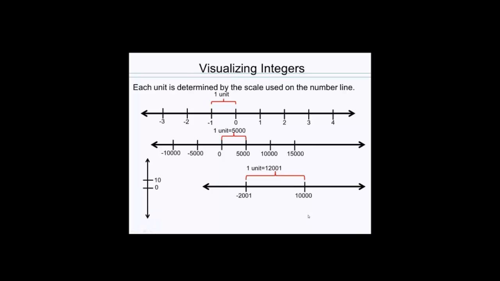You can also plot number lines vertically. You see this in measuring cups, thermometers, weigh scales. And so when you do that, again, you have to specify what scale you're using. 1 unit is 10 here. Sometimes you'll see markings in terms of tenths or fifths. And here we have 0 representing this tick mark, so I'm going in units of 10. Up would be positive and down would be negative. So 10, 20, 30, or negative 10, negative 20, negative 30.